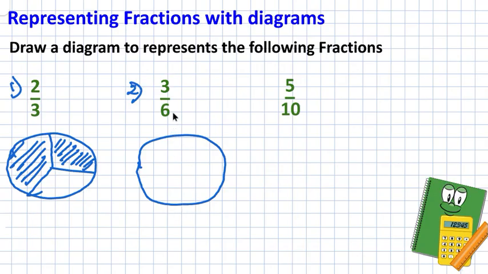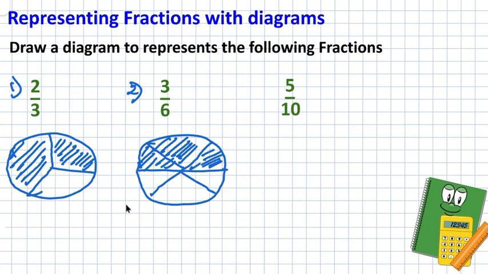So this fraction 3 over 6 tells us that it was divided into 6 equal parts. So we have this. So this is our 6 equal parts. Now, out of the 6 equal parts, we took 3. So this is 3 over 6. So we shade 3. Alright, so this is the diagram for 3 over 6.